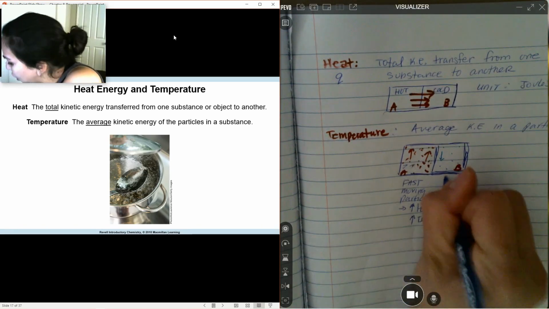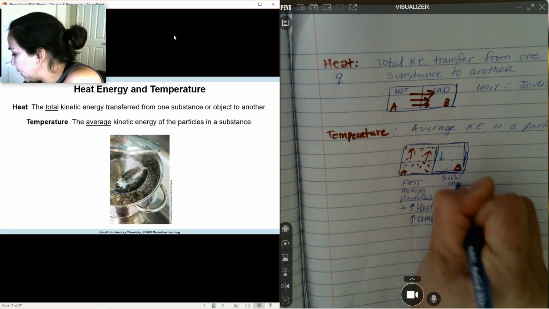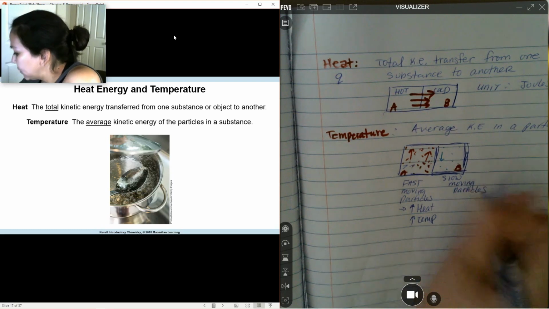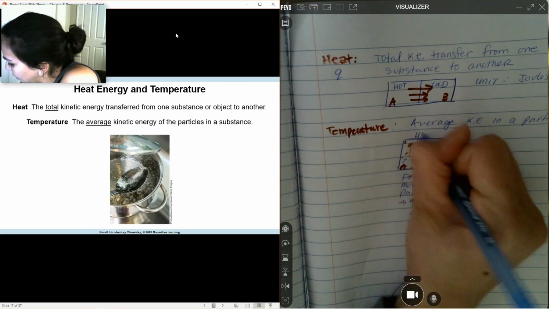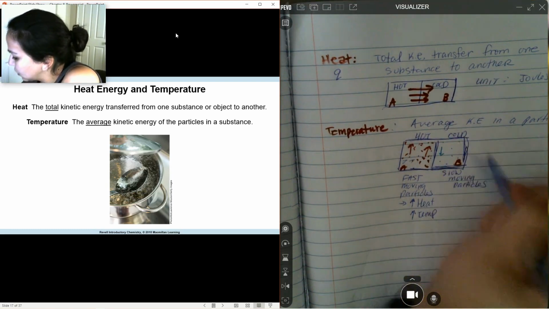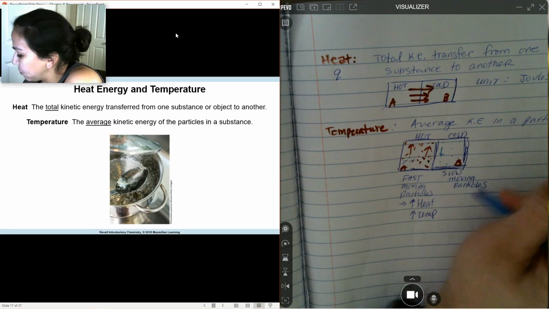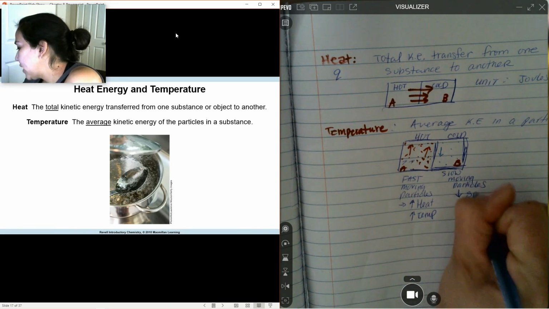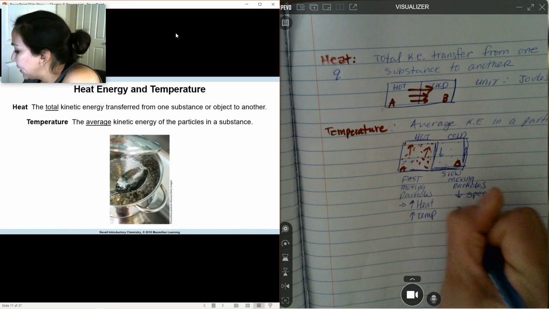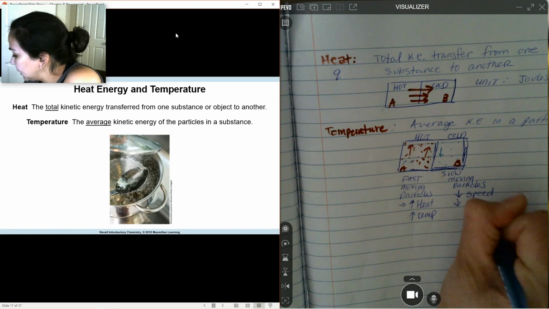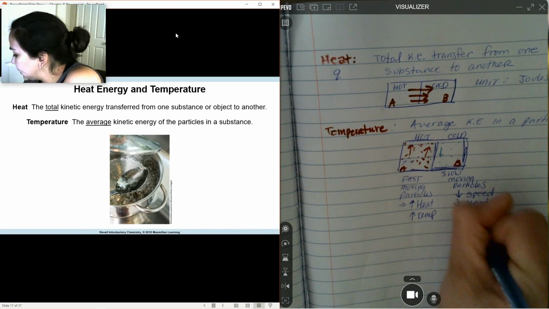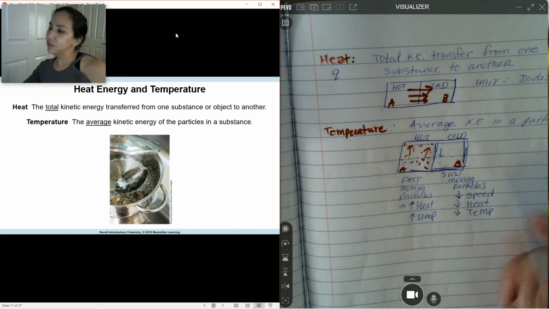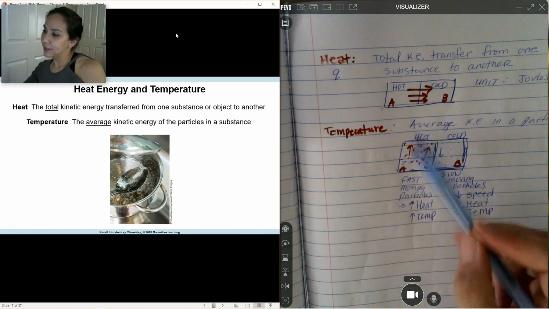So these are slow moving particles. Remember, this is hot and this is cold. And these slow moving particles will have a decrease in speed. And that's because you have a decrease in heat, and therefore you're going to have a decrease in temperature. Okay, so that's the difference between heat and temperature.